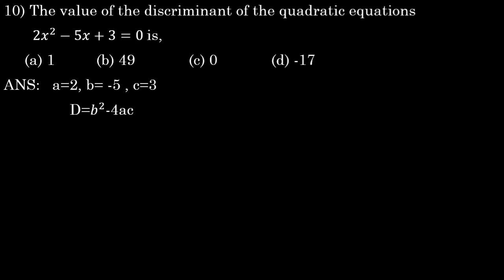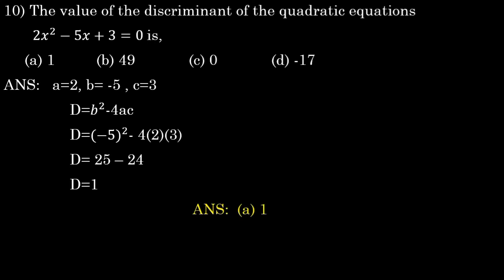Now we will substitute all the values. We will get minus 5 whole square minus 4 into 2 into 3. What is 5 square? It's 25. Minus into minus is plus. We will get 25 minus, 4 2s are 8, 8 3s are 24. Therefore, we will get minus 24. By subtracting 25 minus 24, we will get 1. So therefore, option A, 1 is a correct answer.